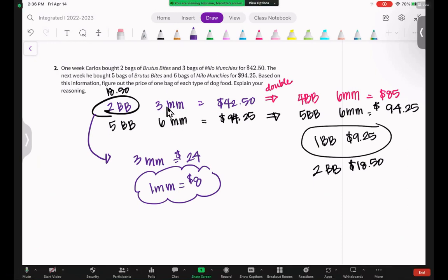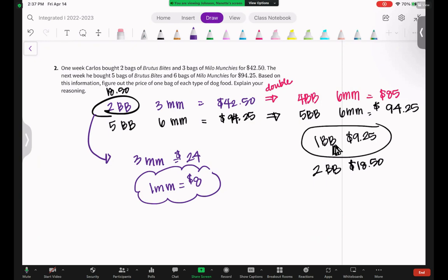So again, all I did was I noticed this pattern here was double. And because this is double, I doubled this here and I got 4 Brutus Bites. Maybe I bought 4 Brutus Bites and 6 Milo Munchies, and it should have been $85. And then I noticed these two are now the same, but these two weren't. So because I bought one more bag of Brutus Bites, how much more did I have to pay that week? And the answer was $9.25.